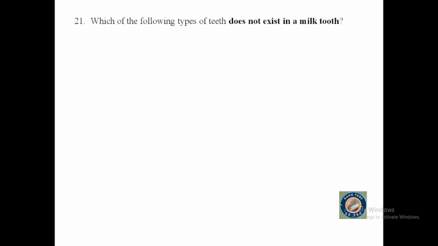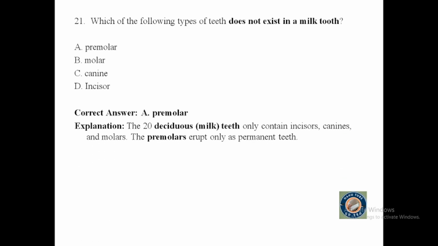Question number 21. Which of the following types of teeth does not exist in a milk tooth? A. Premolar. B. Molar. C. Canine. D. Incisor. The answer is premolar. The 20 deciduous or milk teeth only contain incisors, canines, and molars. The premolars erupt only as permanent teeth.